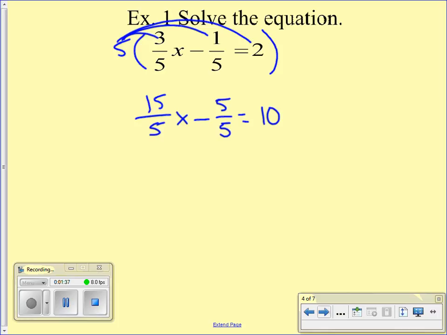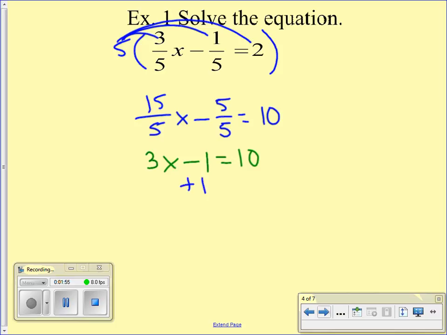Now I can eliminate my fraction by reducing. 15 over 5 is 3x. 5 over 5 is 1. And that equals 10. And now I can solve for x by moving all the variables to one side, the numbers to the other.